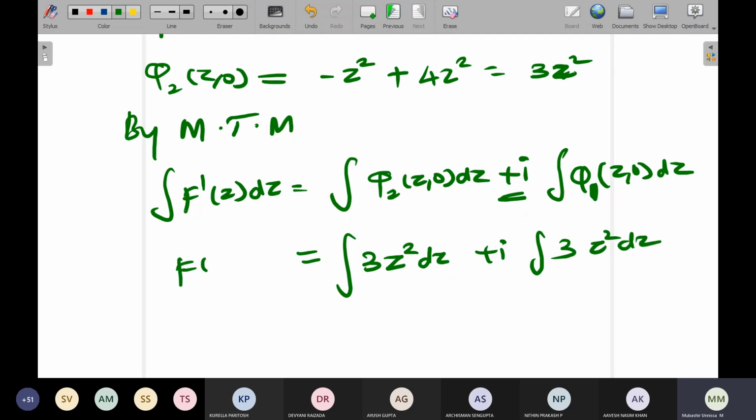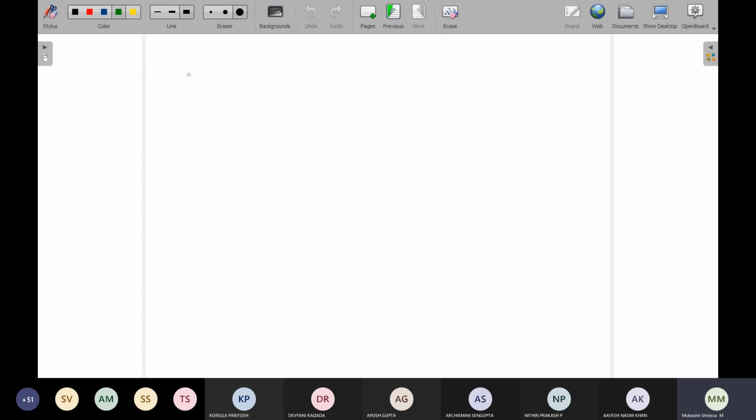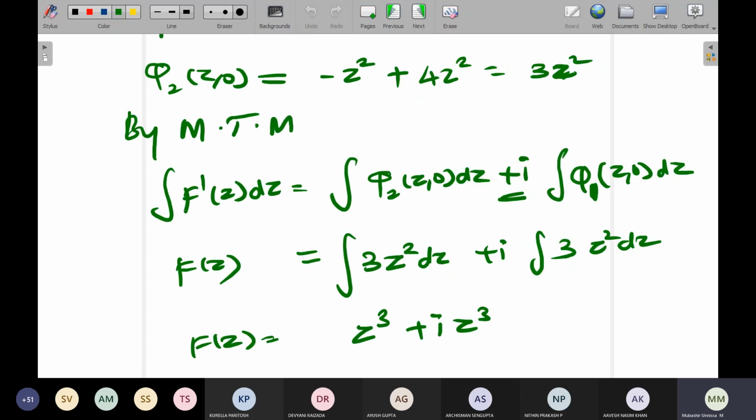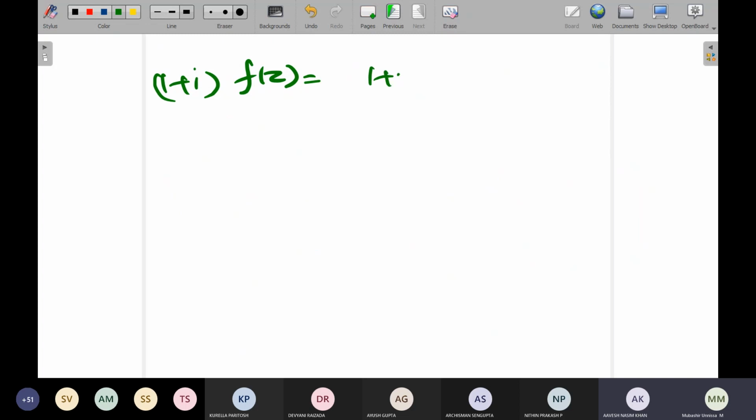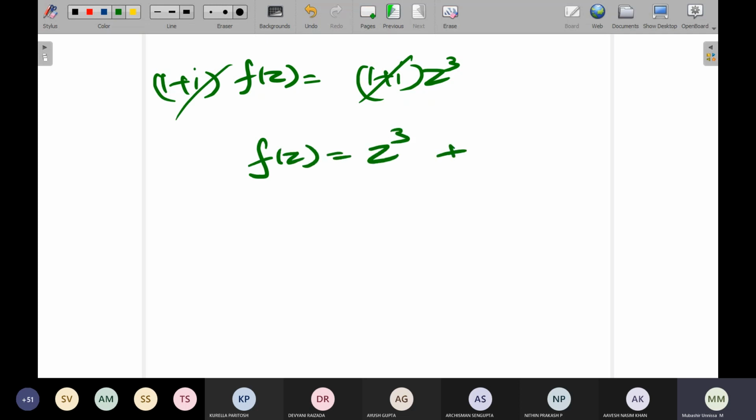The left hand side you have f of z. So capital F of z will become 3z cube by 3. So you'll get z cube plus i into z cube. So again, F of z you can replace as 1 plus i into small f of z, which is equal to 1 plus i into z cube. Sorry, 1 plus i and 1 plus i will get cancelled. You'll get f of z is equal to z cube plus the integrating constant c.